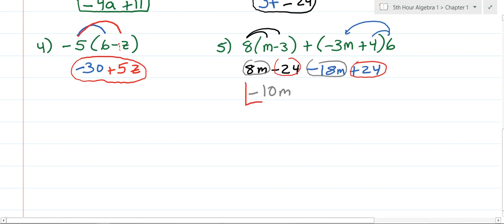Well, there you go. That is a quick little review of the distributive property. I hope it makes sense. And now you have a couple problems to do on Big Ideas for your assignment. Best of luck. If you need any help, just reach out and we'll see you here next time.